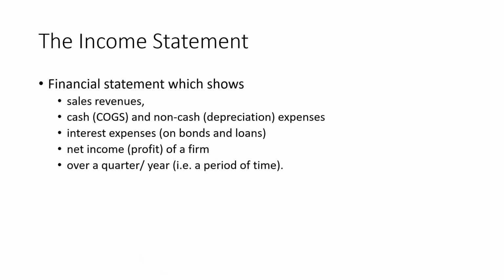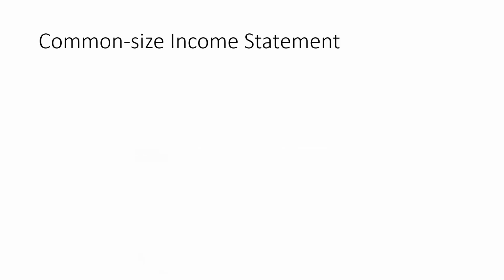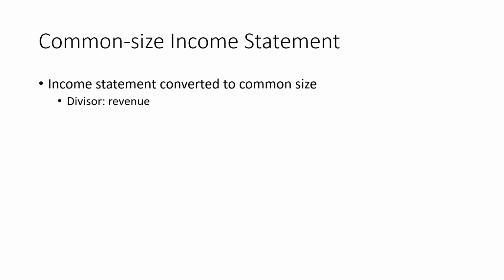It could be over a quarter, a semi-annual, or annual, or even multi-year income statements can be prepared using this method. The common size income statement is that income statement which is converted to a percentage by dividing it by the largest number on the income statement, which is usually total sales revenue. So the divisor is revenue, expressed as a percentage.